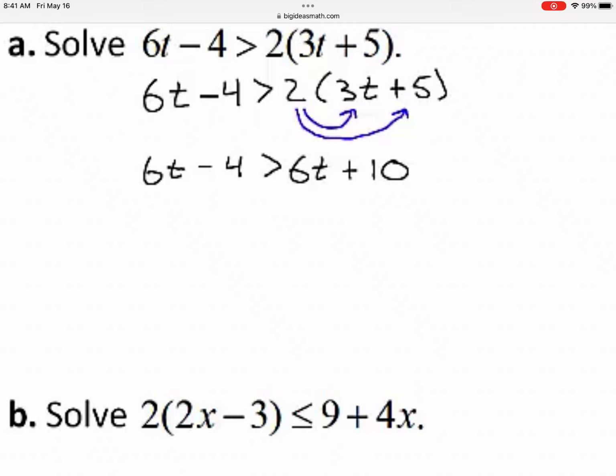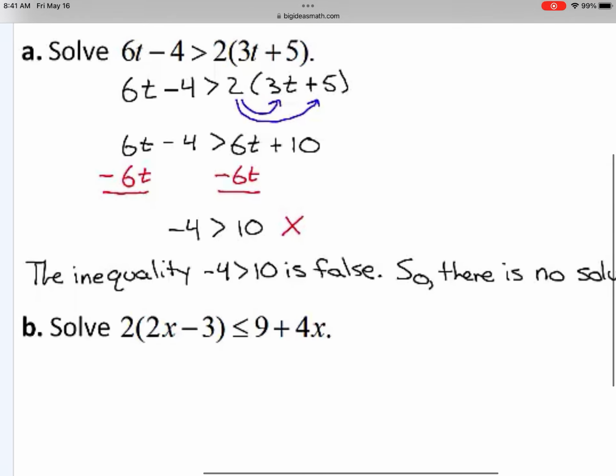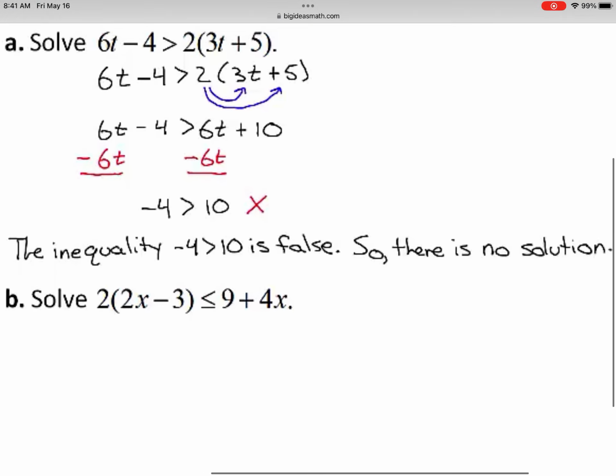Next subtract 6t from each side of the inequality to combine the terms containing t. Because 6t minus 6t is 0, negative 4 is greater than 10. The inequality negative 4 is greater than 10 is false, so there is no solution.